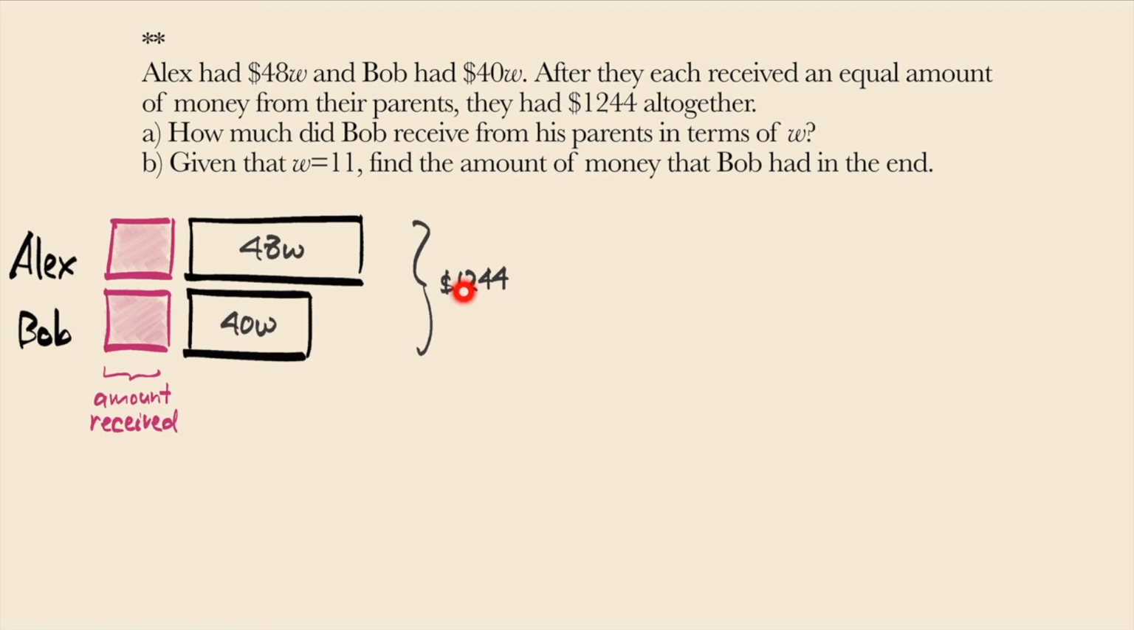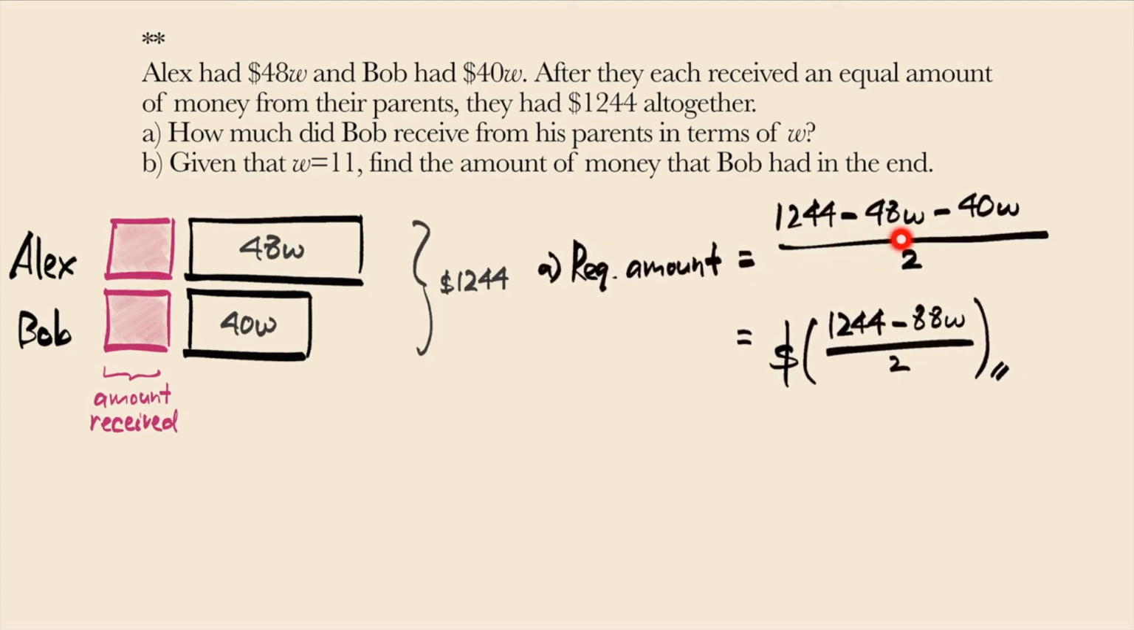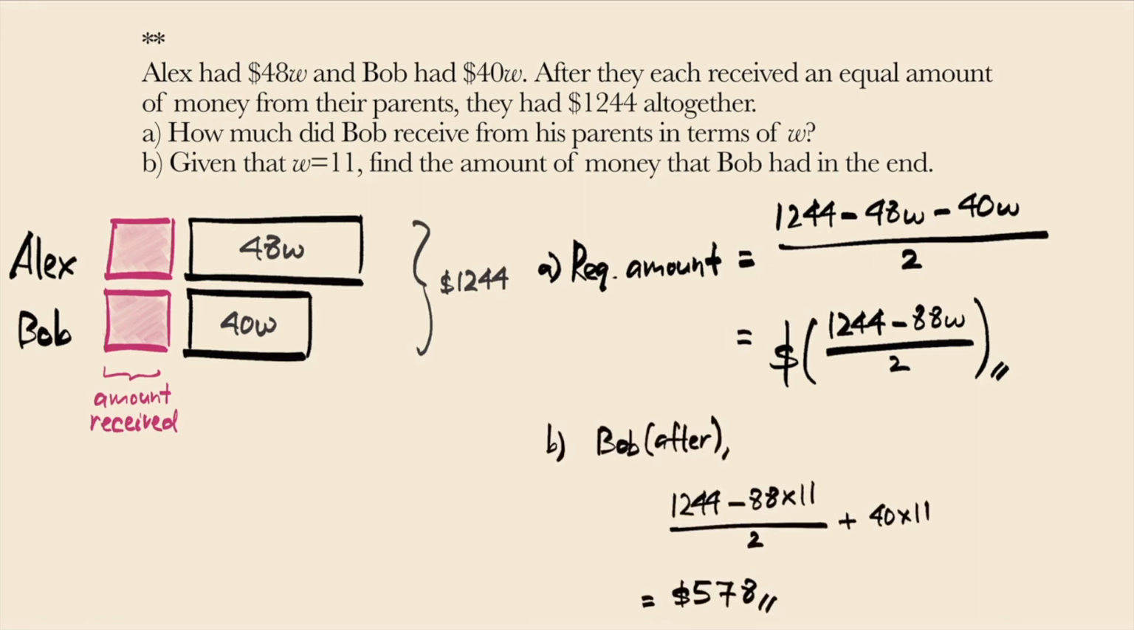Well, we're going to take 1244 minus these 2 quantities and divide the result by 2. And that's what we should do. 1244 minus 48W minus 40W, and the result, half that. That's what we'll obtain. If W is 11, find the amount that Bob had in the end. Well, okay, so Bob after is this block here and that 40W. And if W is 11, I'm going to sub 11 into this expression here, as well as 40 times 11, since W is 11. And you would obtain $578.